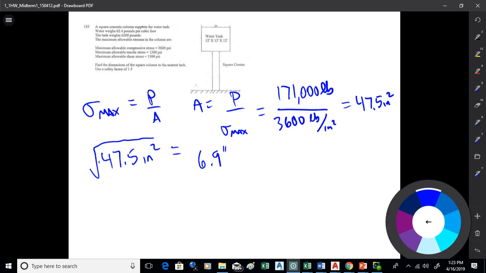So when we're doing design work, we pick the biggest size. If we do multiple iterations of looking at different things, we pick the biggest size because that's the safest. Or if we're doing it the other way and doing loads, we pick the smallest load. So you pick the biggest size or the smallest load when you're doing design, okay? So have a look at that and see how that comes out. And pick the biggest one, round up to the nearest inch. And that's how big the column needs to be.